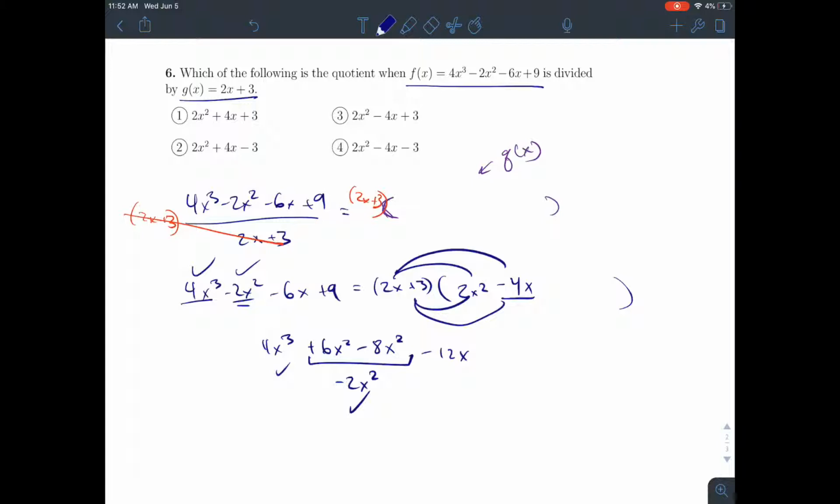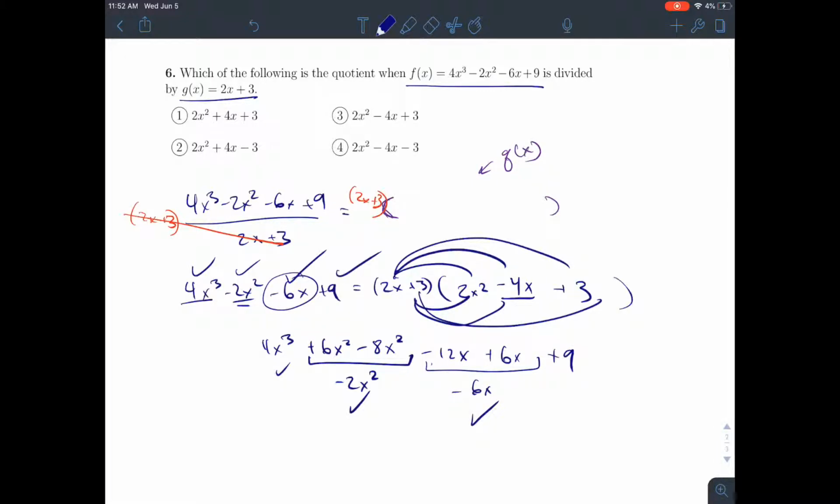Oh wait, this one's actually not too bad. I thought it was going to have something crazy, but this actually works out really nice. We don't want negative 12x. We want negative 6x. So the next term has to give us negative 6x. 2x times 3 would give us positive 6x, and when we combine negative 12x with 6x, that gives us negative 6x. 3 times 3 is 9, and that works out automatically. So it looks like our quotient was this group right here, 2x squared minus 4x plus 3.